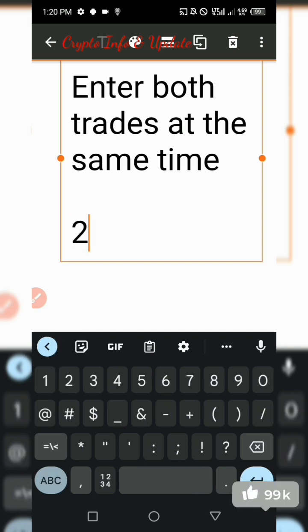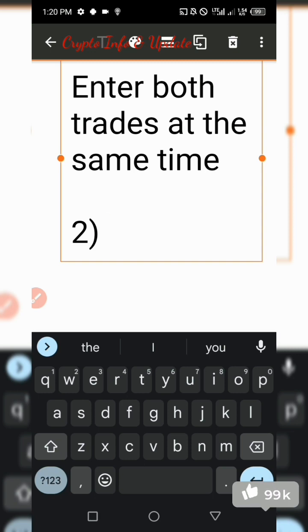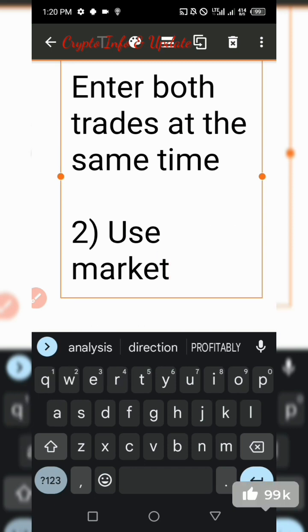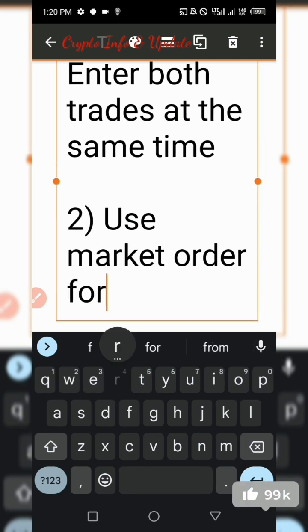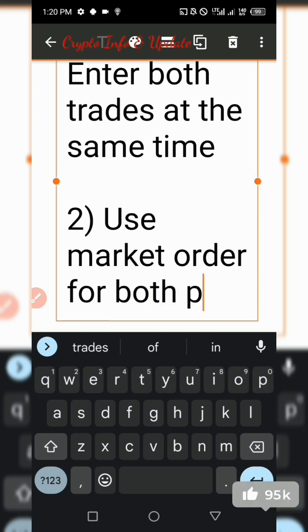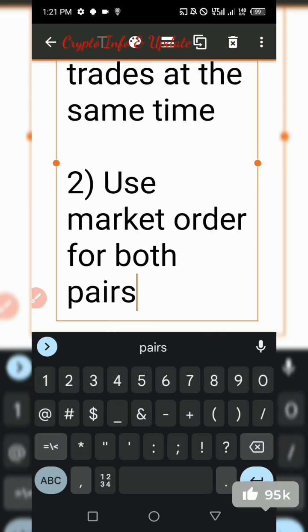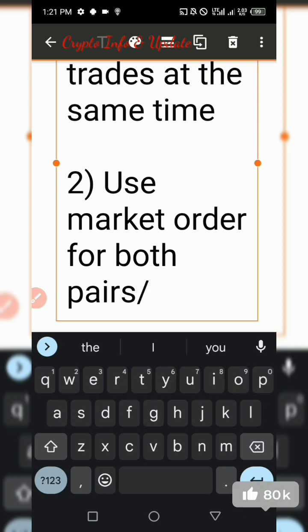is that you must use market order for both pairs, or both trades, if you like. Do you understand? Use market order for both pairs or for both trades.